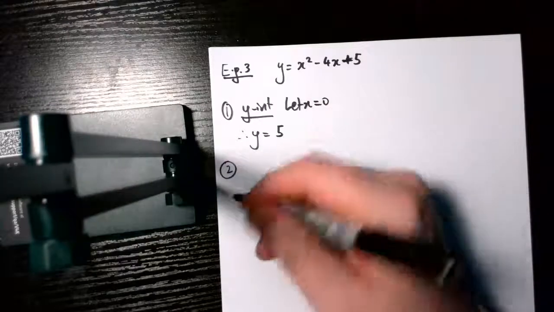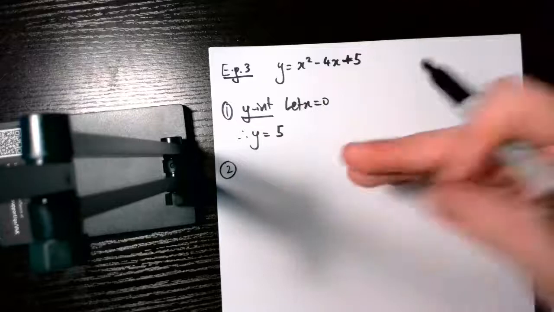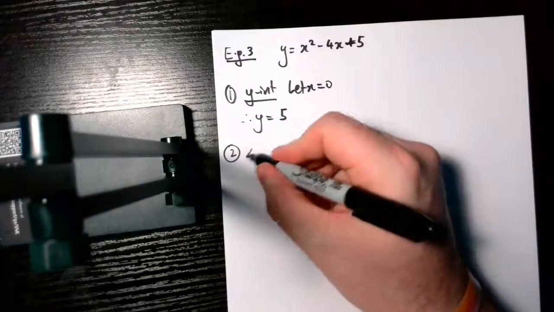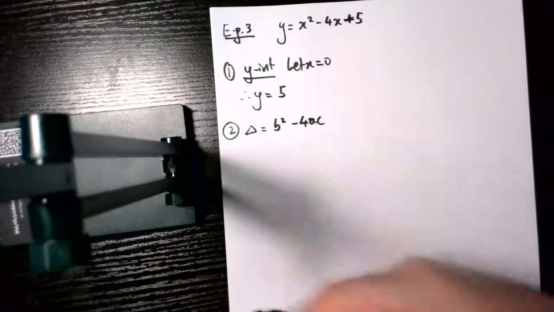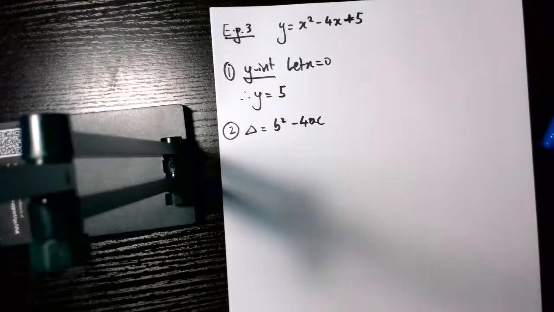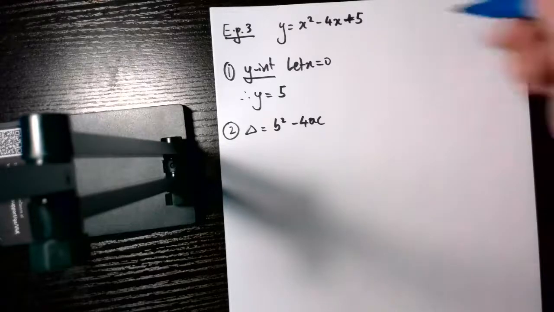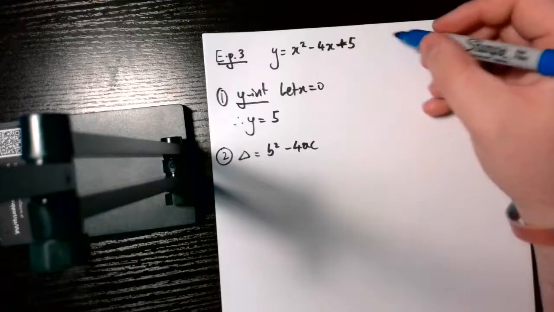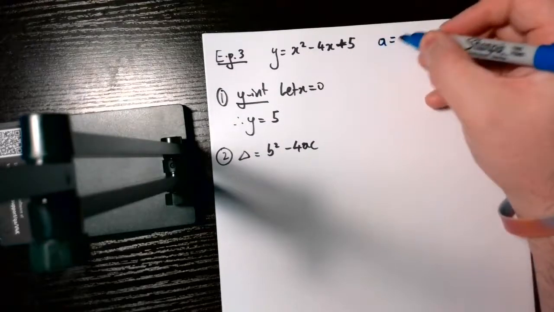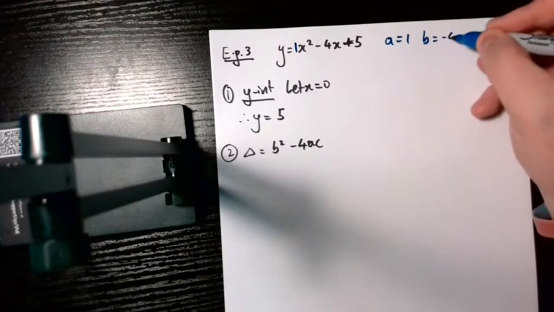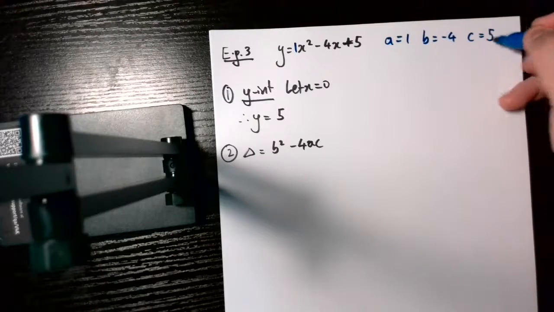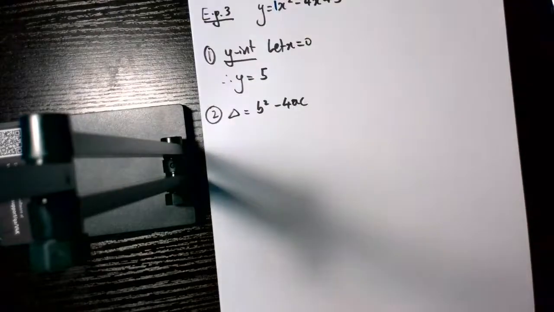Step 2, we're going to check the discriminant. Always going through this process, right? The discriminant equals b squared minus 4ac, and this is going to determine how many times our parabola crosses the x-axis. So again, we're going to label everything. In this particular case, we have a equals 1. We don't write the 1 out there, but it is there. b equals minus 4, and c equals 5, because it's in general form.